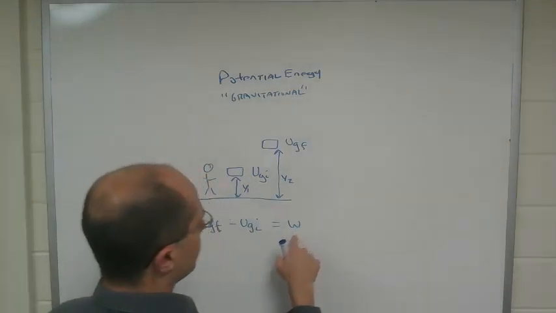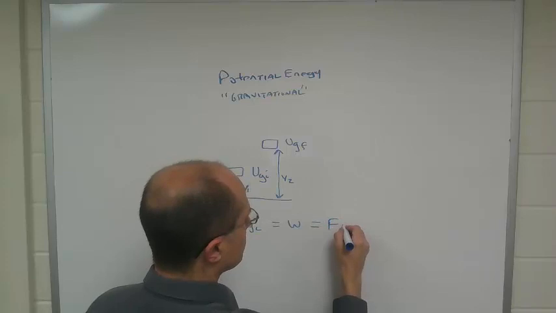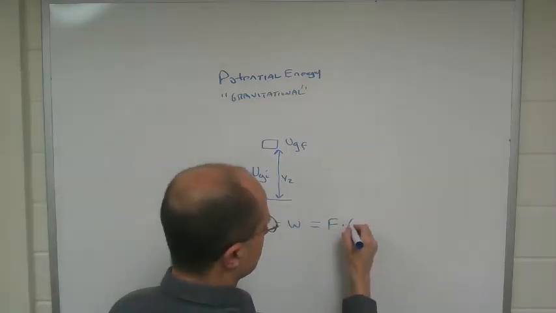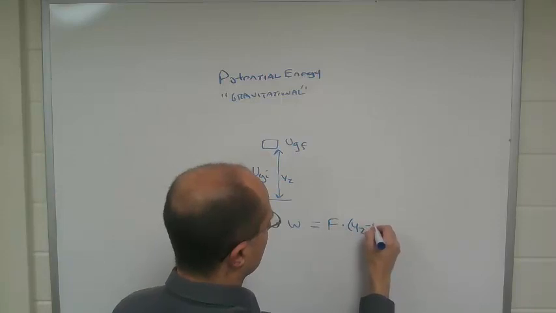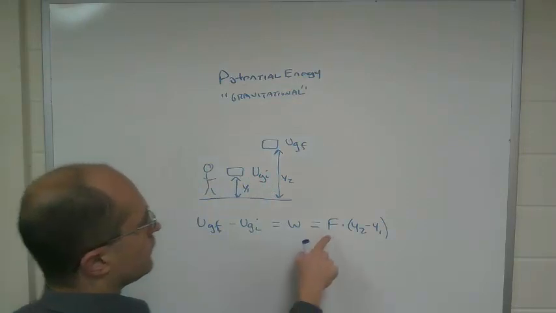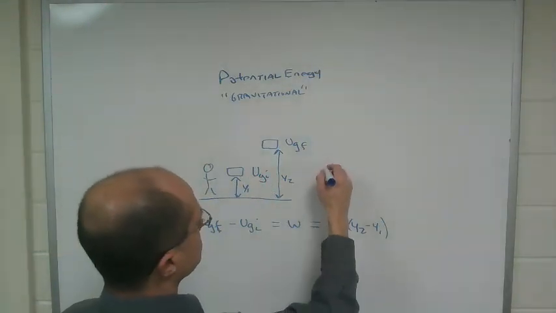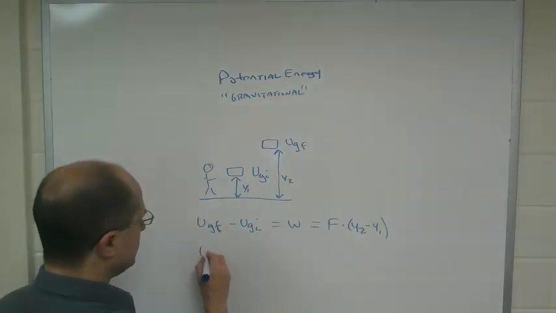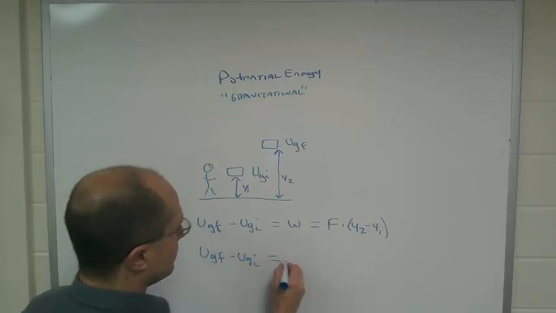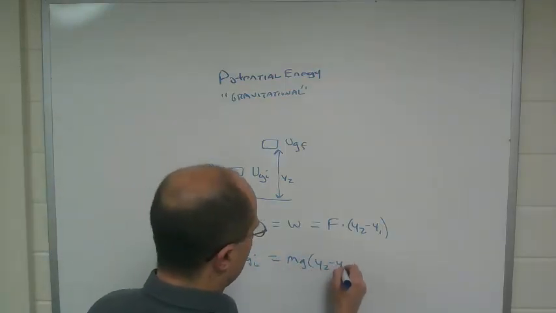Now what is the work we do? We said that work is the force times the distance it acts over. Well, in this case, the distance it acts over is y2 minus y1. And the force that acts, in this case, is the force of gravity, mg. So what we see is that UG final minus UG initial is equal to mg times the change in height.